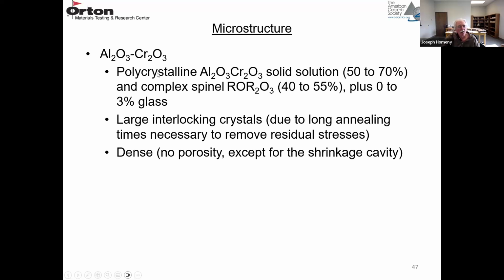The alumina chrome is polycrystalline Al2O3, Cr2O3. It's a complete solid solution. So maybe 50 to 70%. And you can have a complex spinel, RO, R2O3, maybe 40 to 55%, depending on the impurity level. So large interlocking crystals, again, very dense, no porosity.